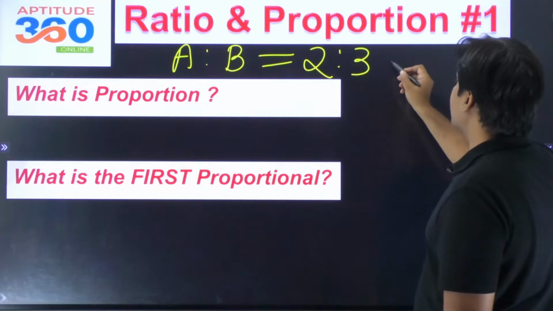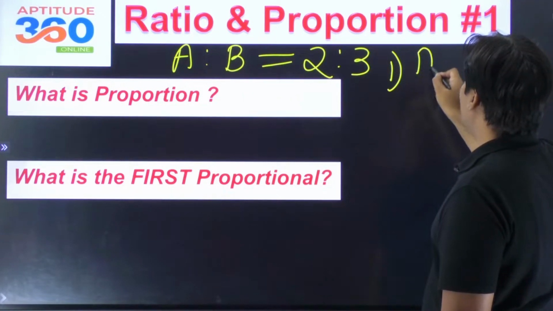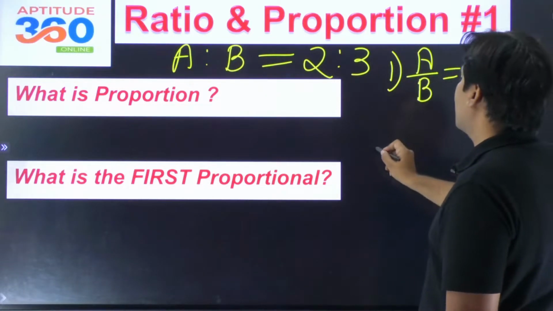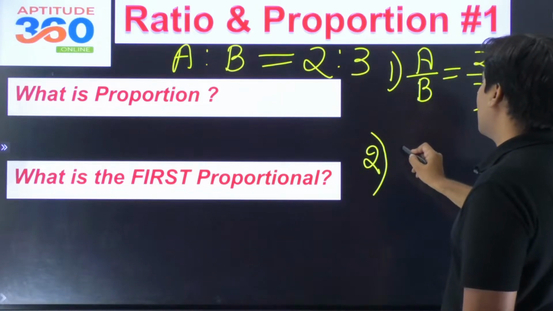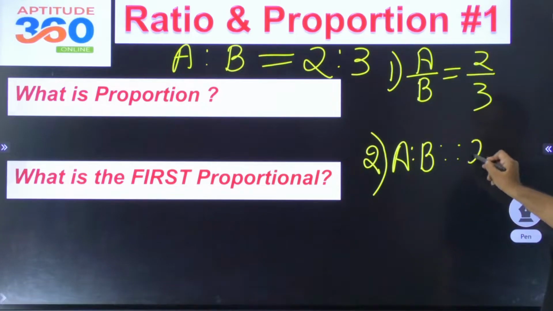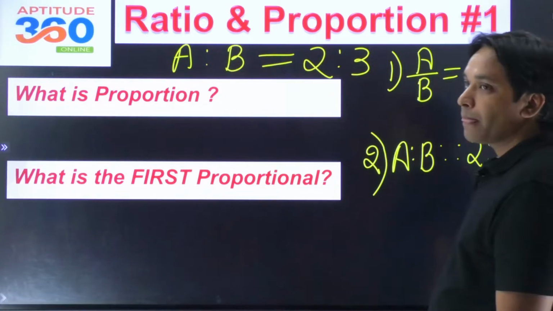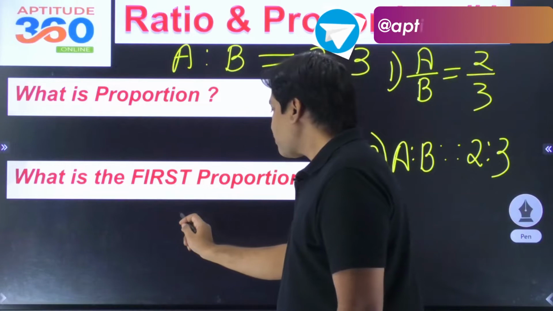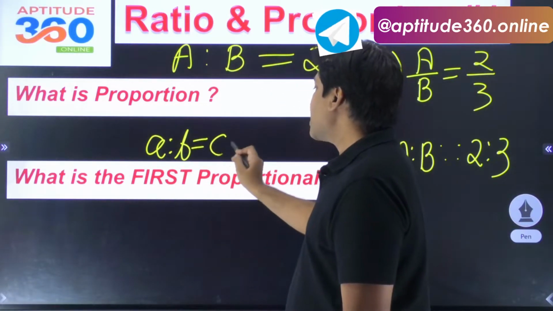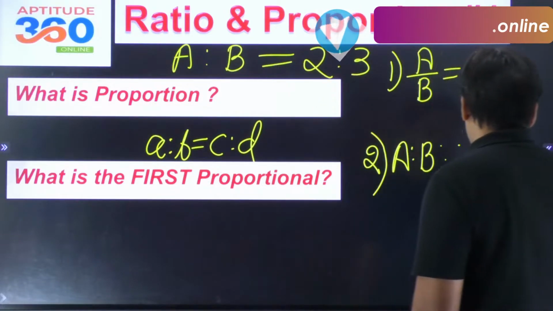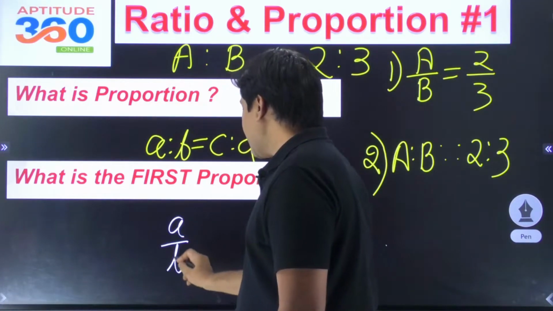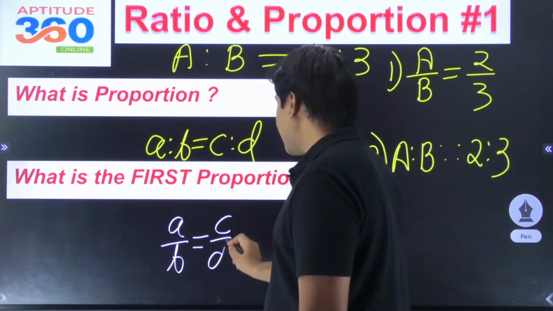I can also write this as a/b is equal to 2/3. I can also write this as a is to b, and then double dot 2:3. Is that okay? So if you have got something like a is to b is equal to c is to d, then you can write this as a/b is equal to c/d.